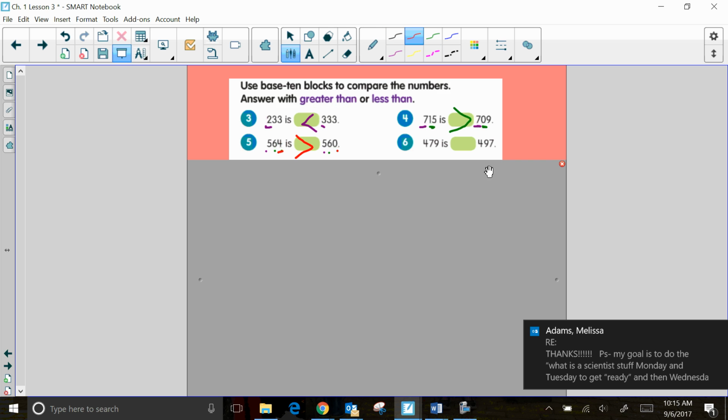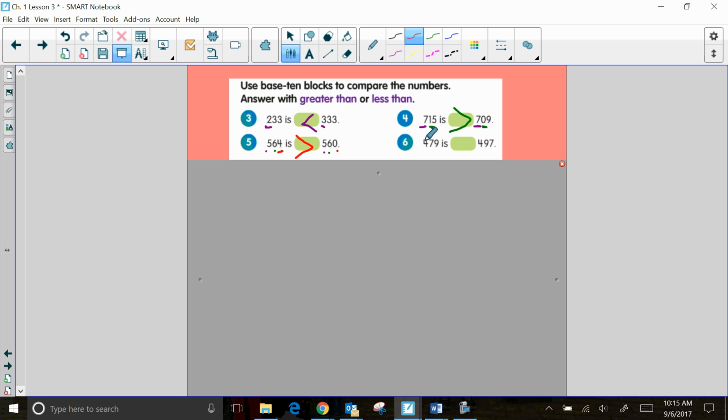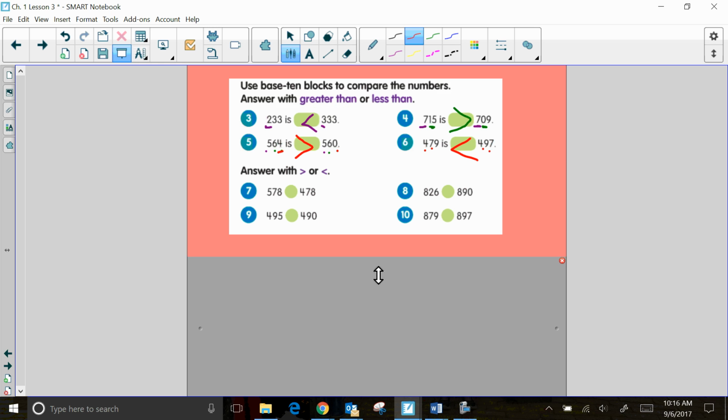Looking at the number 6 here, 479 is what to 497? Looking in the hundreds, 400, 400. Looking in the tens, 70, 90. 90 is greater. All right. If I didn't have my marker, I would have been spelling out greater than or less than in these examples. Down here, we're going to continue doing the same thing with the symbols.